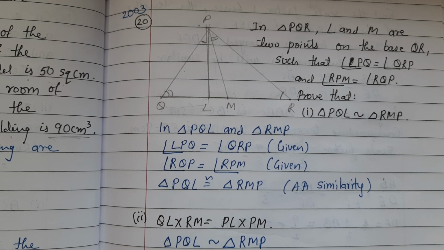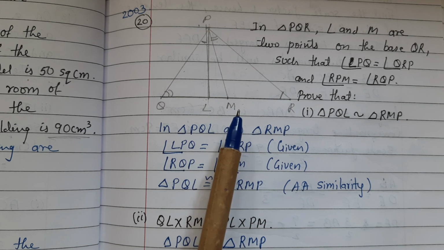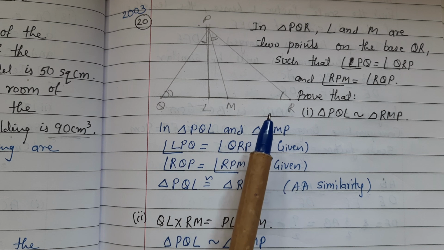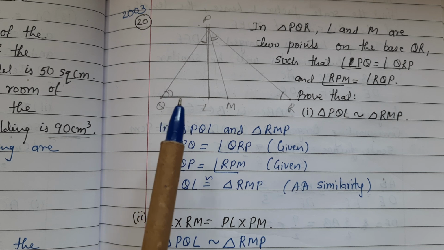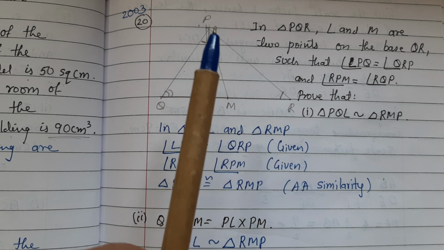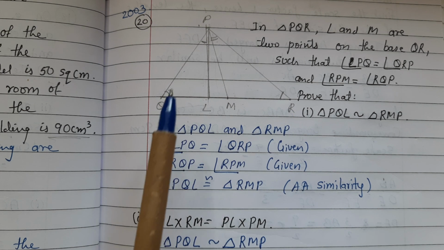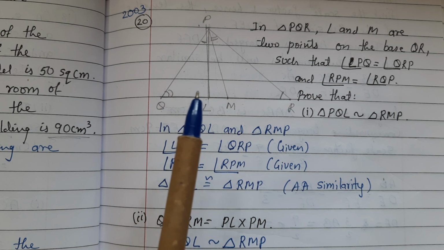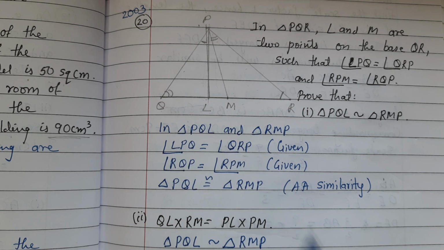Sum number 20. In triangle PQR, L and M are 2 points on base QR such that angle LPQ is equal to angle QRP and angle RPM is equal to angle RQP. Prove that triangle PQL is similar to triangle RMP.